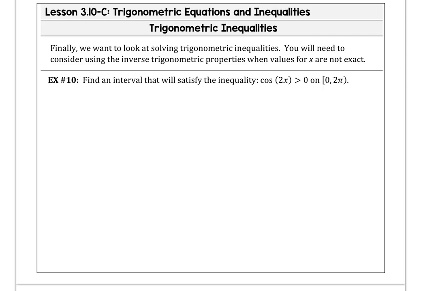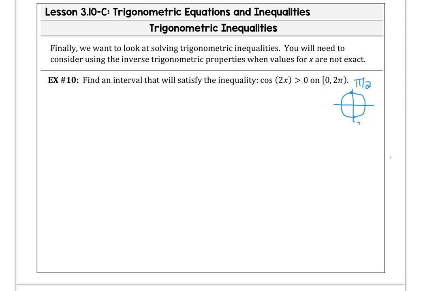The first thing I want to do is think about where the cosine of x is 0, and we know that cosine of x is 0 at pi over 2, up here at pi over 2, and at where? Negative pi over 2 or 3 pi over 2.